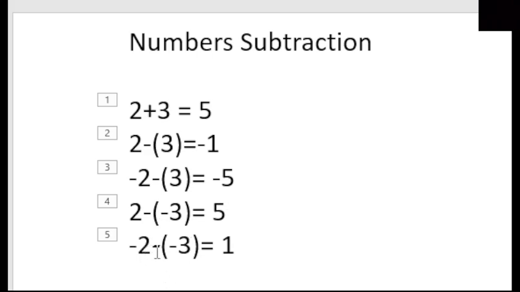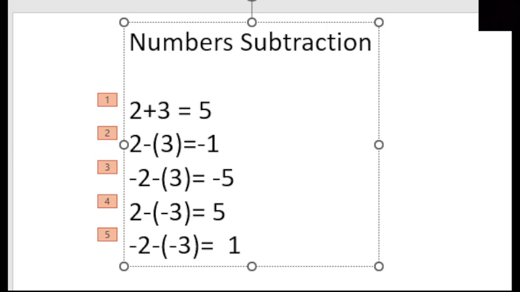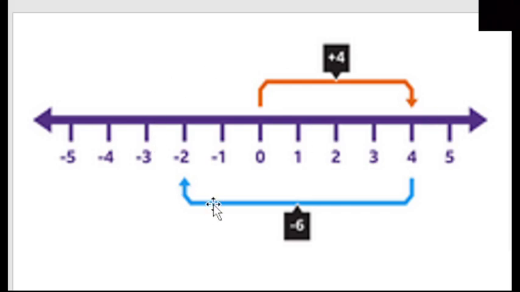A minus 2, subtract a minus 3. So the minus is here, that's subtraction, and the 3 is also minus. So this becomes a plus when you open the bracket. So basically, it equals minus 2, and when you open the bracket, it becomes a plus 3, and eventually it becomes a 1. And that's how it works, right?